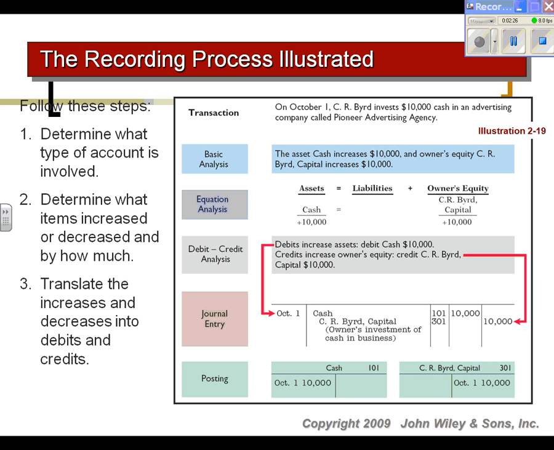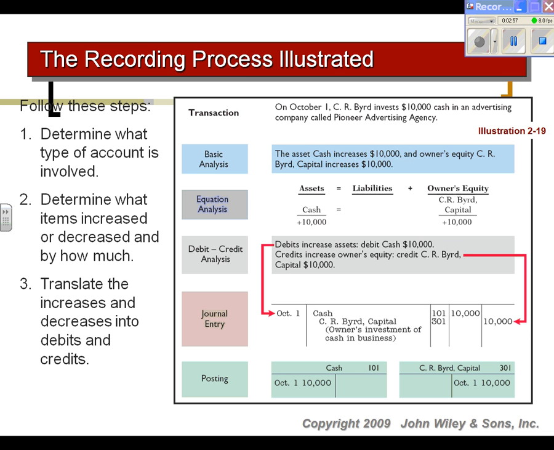But anyway, okay, we're back to the equation analysis. Assets equals liabilities plus owner's equity. Then we'll look at our debit credit analysis. Again, we're still analyzing this transaction, and this is just helping you mentally how you're going to go through a problem. You're given the description of what's occurring in the transaction, and then the process you can take to try to journalize this transaction and then post it.